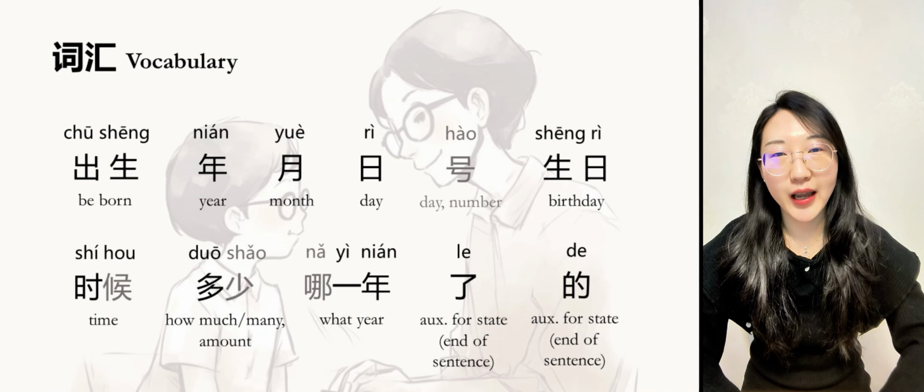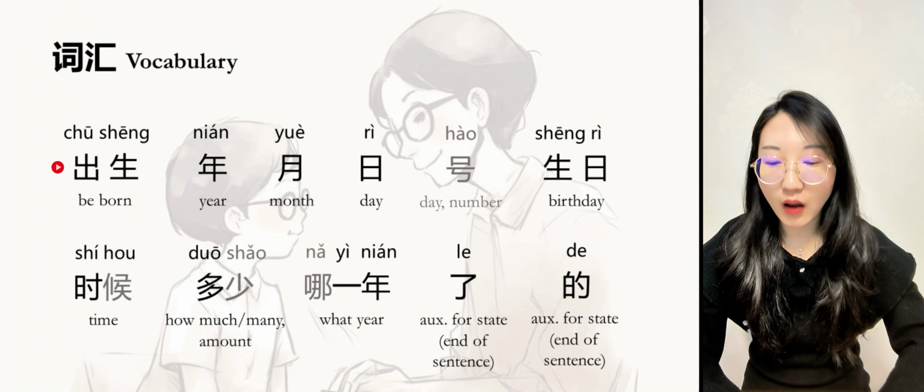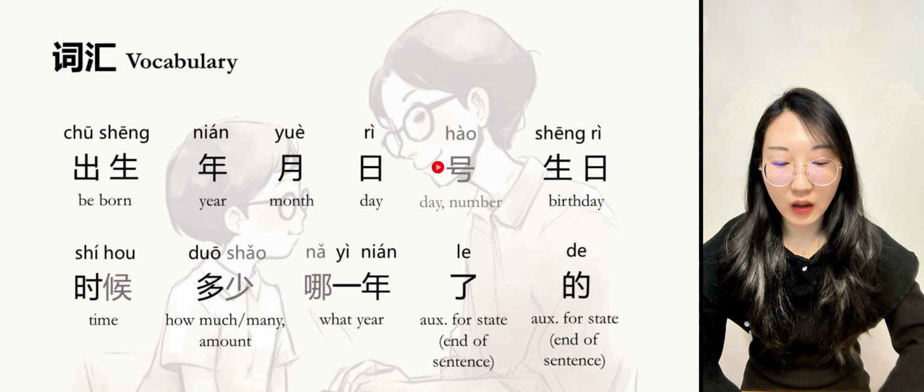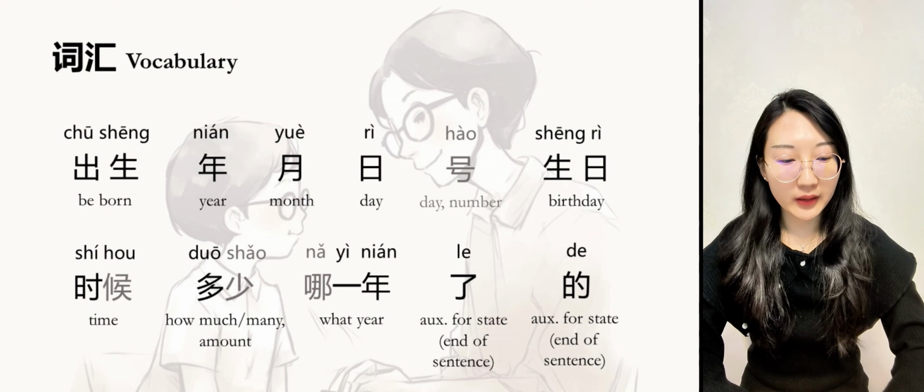So let's start with today's vocabulary. You can read after me now. 出生年月日号生日时候多少哪一年了的。The first word you need to know is 号.